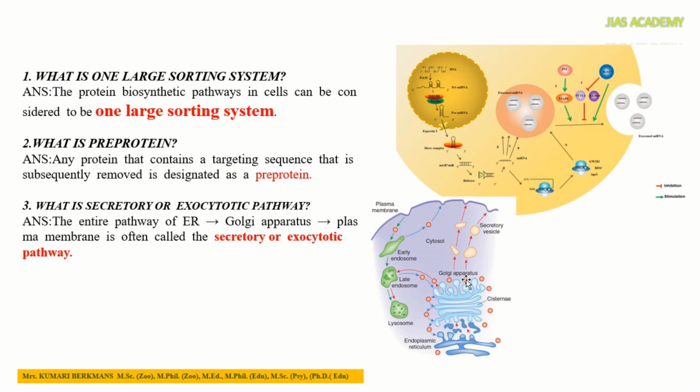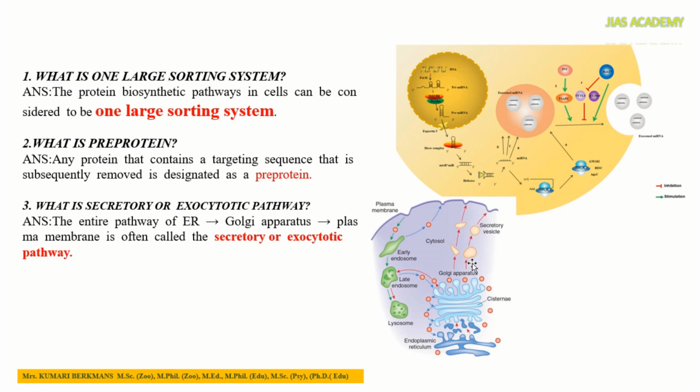What is pre-protein? Any protein that contains a targeting sequence that is subsequently removed is designated as the pre-protein. And number 3, what is the secretory or exocytotic pathway? If the question asks like that, then your answer is the entire pathway from the endoplasmic reticulum to the Golgi complex, and from the Golgi complex to the plasma membrane, which is often called the secretory or exocytotic pathway.